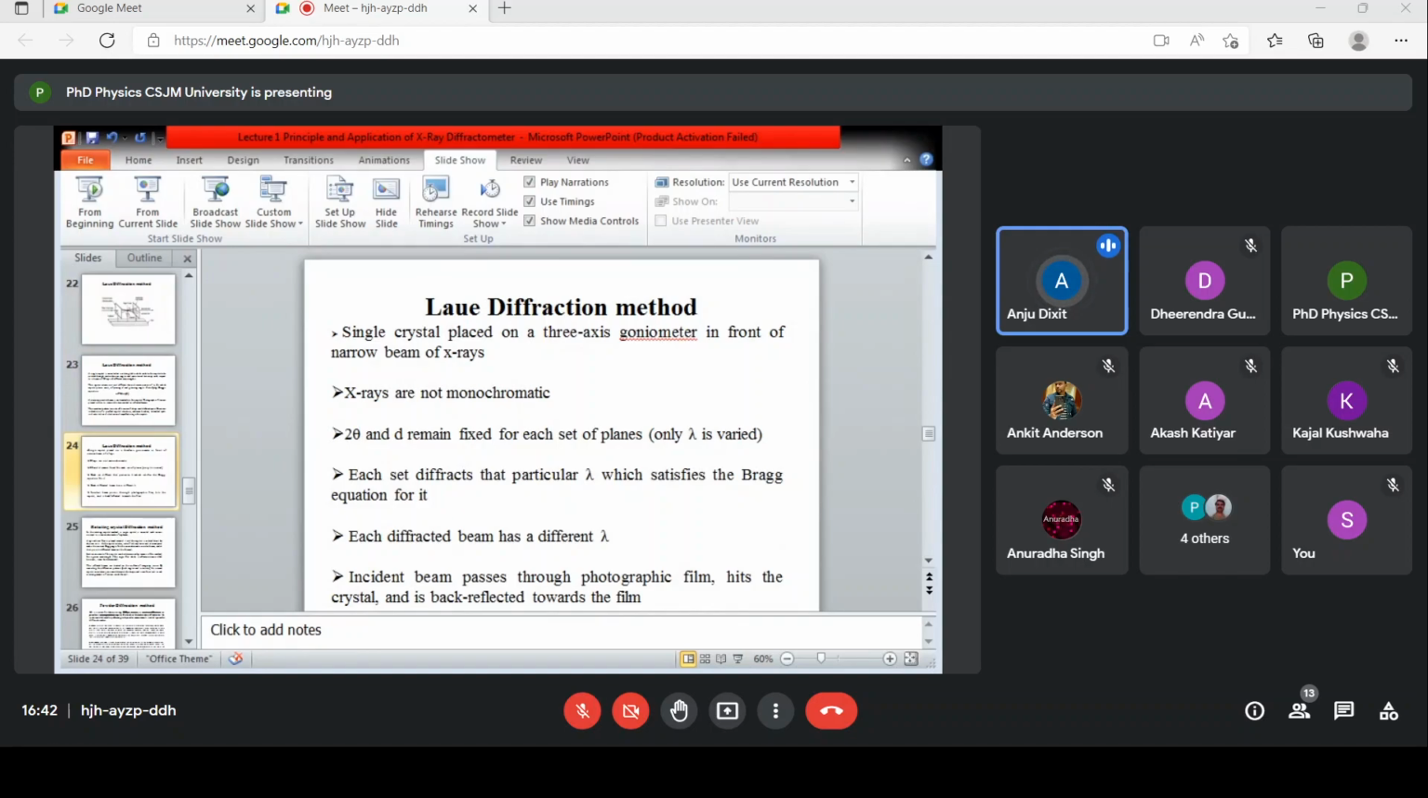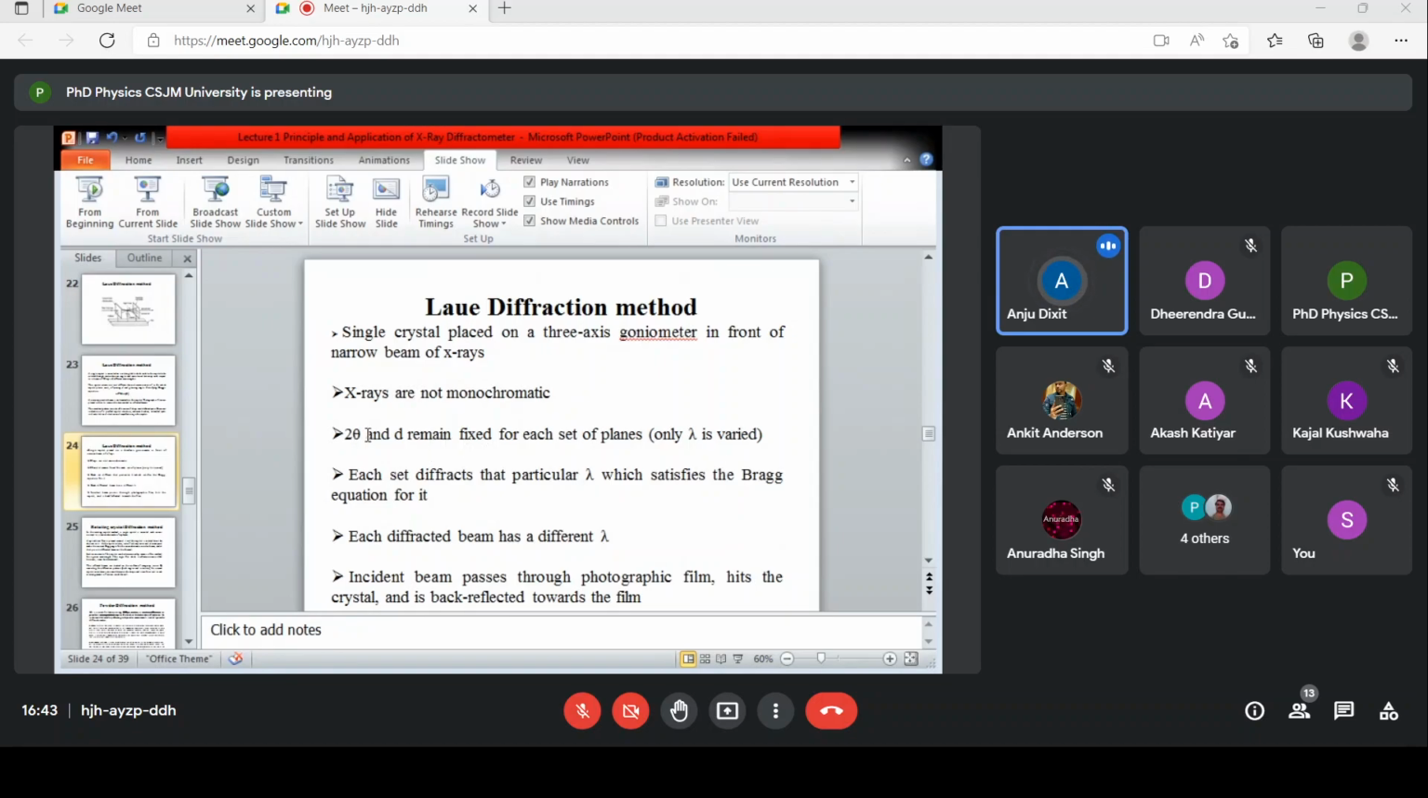देन हमारा सिंगल क्रिस्टल प्लेस्ड ऑन अ 3 एक्सिस, जहाँ पे सैंपल को प्लेस करते हैं, अगर आप डिफ्रैक्टोमीटर देखेंगे जो रोटेटिंग, जिसको हम रोटेटर कह रहे हैं, दैट इज बेसिकली कॉल्ड एज 3 एक्सिस goniometer in front of narrow beam of X-rays. So X-rays are not monochromatic in case of Lloyd diffraction method.